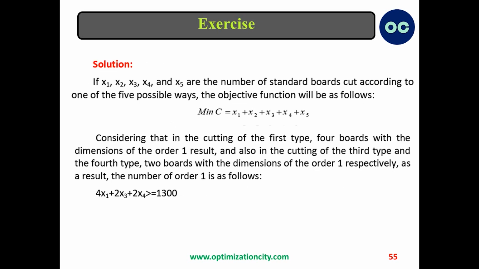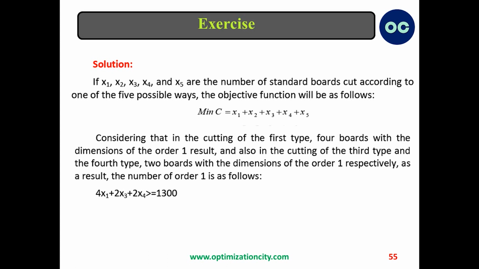Now here we have the formulation. If we use x1, x2, x3, x4, and x5 to represent the number of standard boards cut according to one of the following possible ways, the objective function can be written as follows. We have the minimization objective function, the summation of x1 to x5.